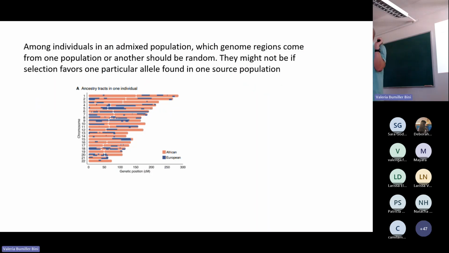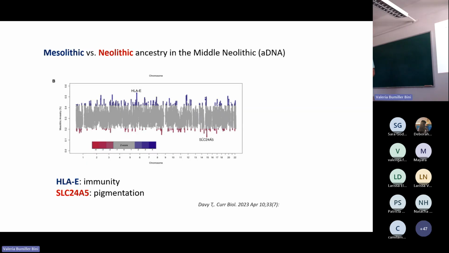This distribution should be random. If you have a mixed population that's, I don't know, 70% red and 30% blue, you would expect, when you average that across individuals, across genomes, that a particular chromosome segment would be, on average, 70% red, 30% blue. There might be deviations from that.